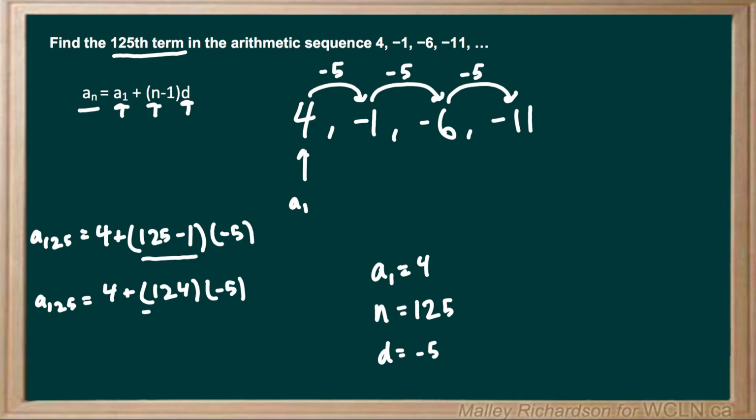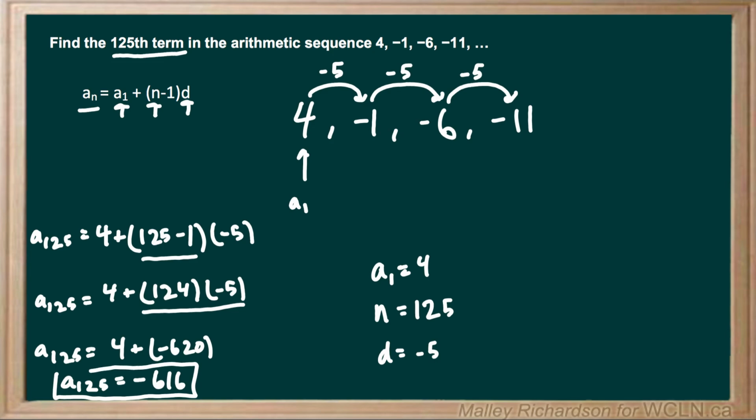Next, we have to do multiplication before addition, so we have 124 multiplied by -5. 124 multiplied by -5 gives us -620. Now we're left with 4 plus -620, which is the same as 4 minus 620. So a of 125 leaves us with the final answer of -616. So the 125th term in the arithmetic sequence is -616.